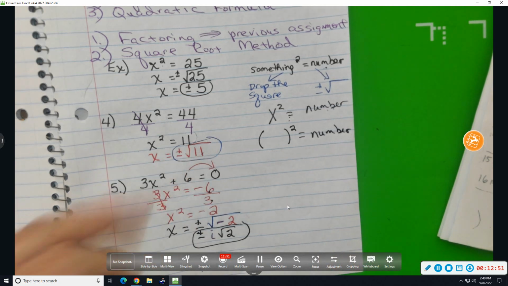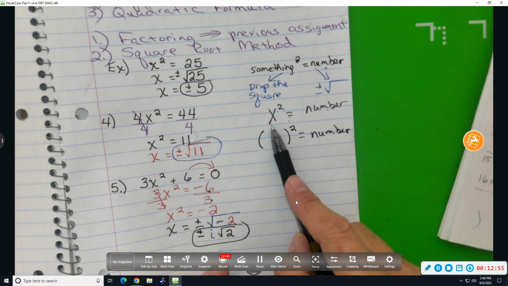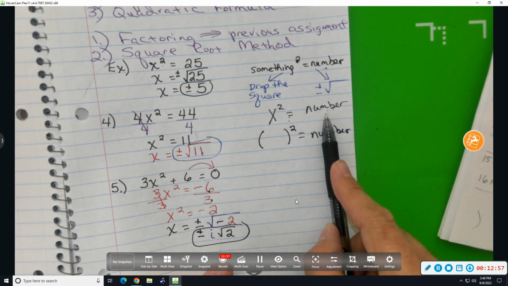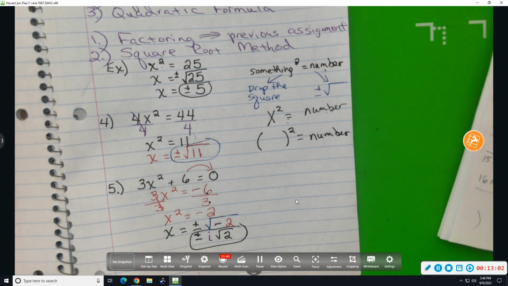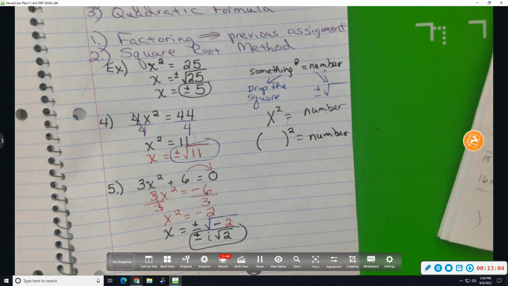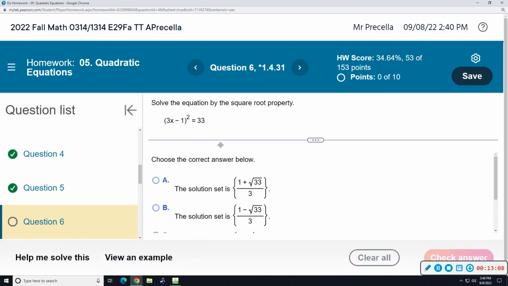So there are two main ways that you can use the square root method. If you can write the equation in the form x squared equals a number, or if you can write it in the form parentheses squared equals a number. And I suspect on number 6, it's going to be parentheses squared equals a number. I know it is because I'm looking at it.